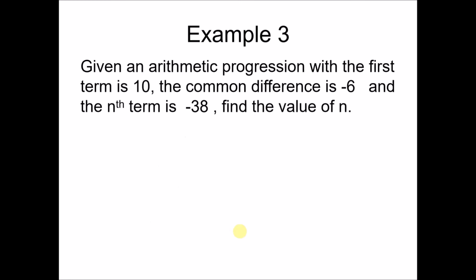Example 3. Given an arithmetic progression with the first term 10 and the common difference -6. So this time you are not given the arithmetic progression, but you are given a is 10 and d is -6. So Tn is -38.